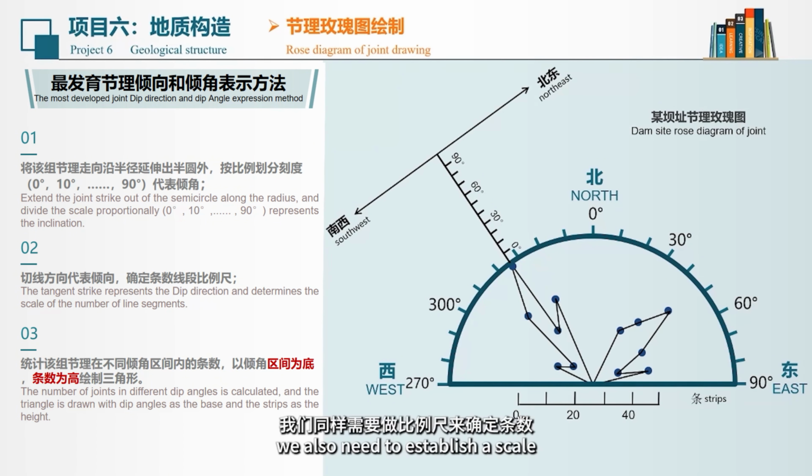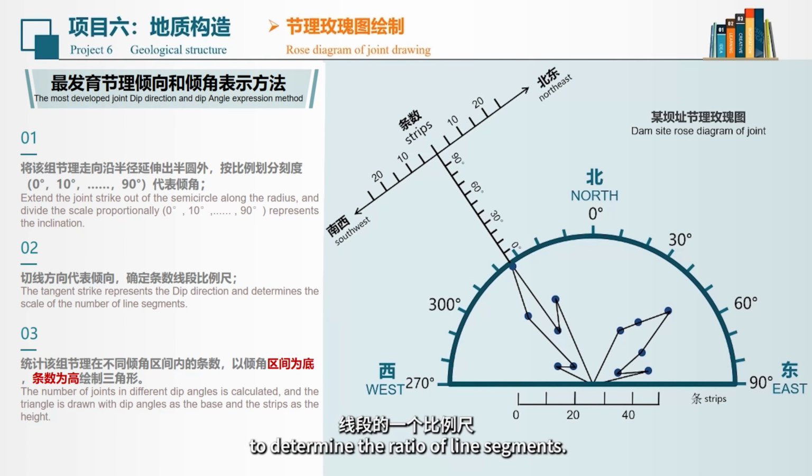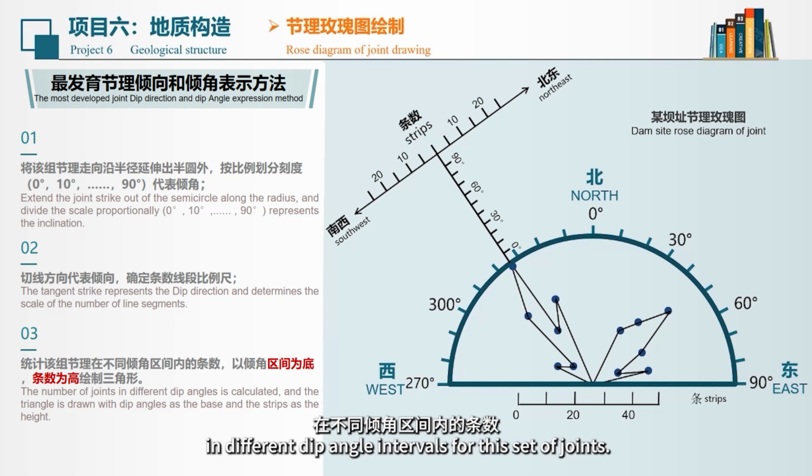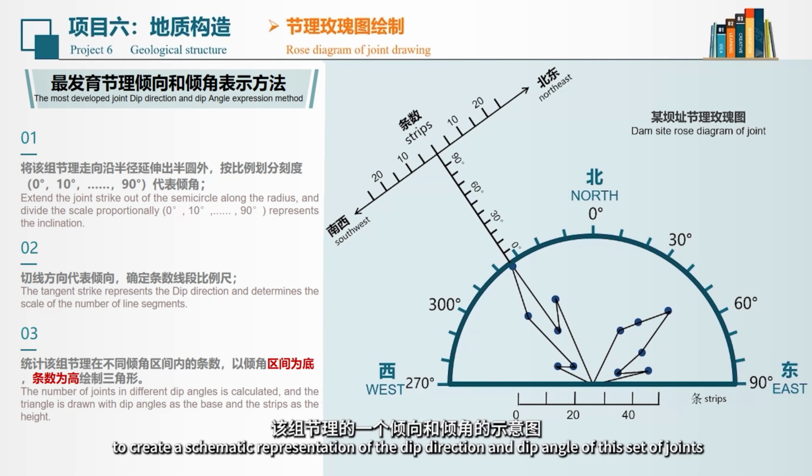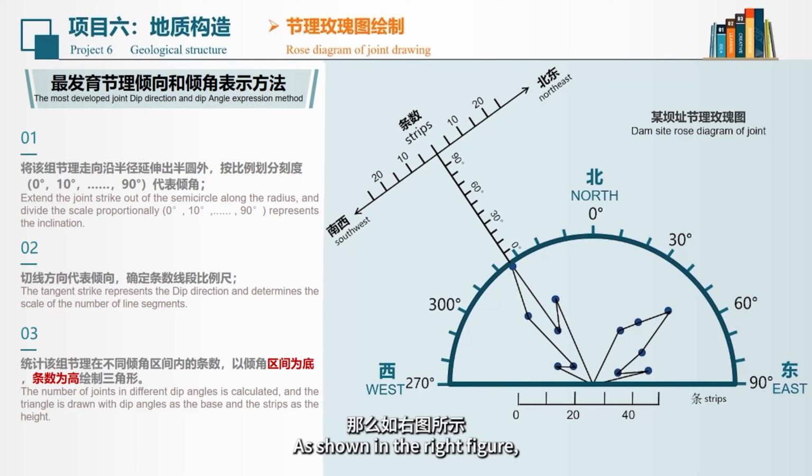Next, we also need to establish a scale to determine the ratio of line segments. Then simply count the number of joints in different dip angle intervals for this set of joints. At the base of the dip interval, draw triangles with the dip angle interval as the base and the number of joints as the height to create a schematic representation of the dip direction and dip angle of this set of joints, as shown in the right figure.